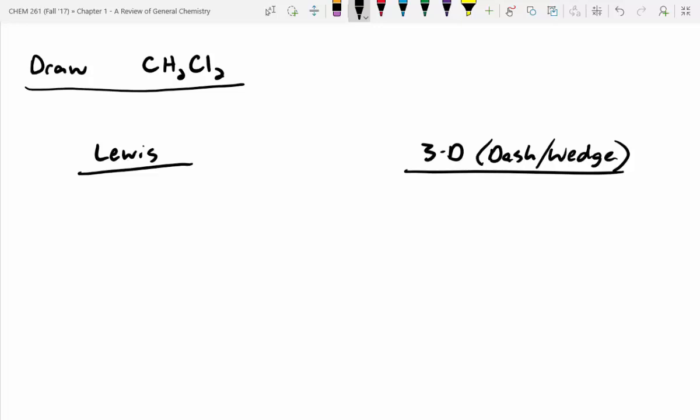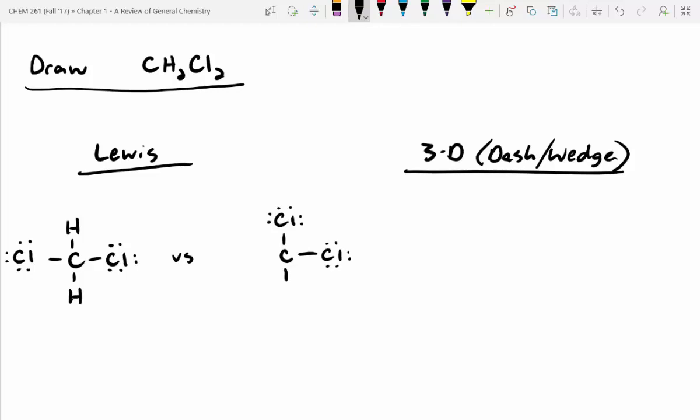All right, I've got a brain teaser for you guys. So this might be one Lewis dot structure that you'll see drawn versus one that looks more like this. Which one's correct? They're both the same thing, right? It doesn't really matter in this case. That's one thing I don't like about Lewis dot structures, is it can be really confusing. So, let's just make a note of this. These are the same. Let's draw a 3D dash wedge drawing now.